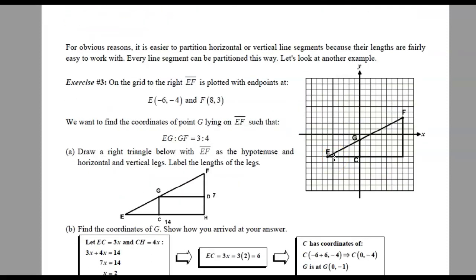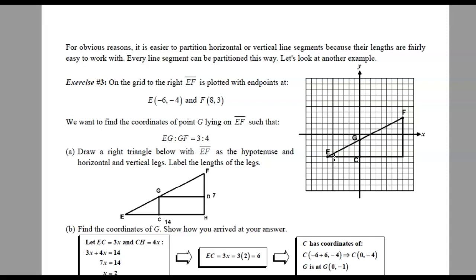Okay, so looking at the next page, it's easiest to use horizontal or vertical line segments because it's easy to count them. So on this grid, we've got point E at -6, -4, and point F at 8, 3. And we want to find out where point G should be so that segment EF is partitioned in a 3-to-4 ratio. Okay, a 3-to-4 ratio implies 7 parts, 3 of which are on the EG segment, 4 of which are on the GF segment. So 3/7 and 4/7.